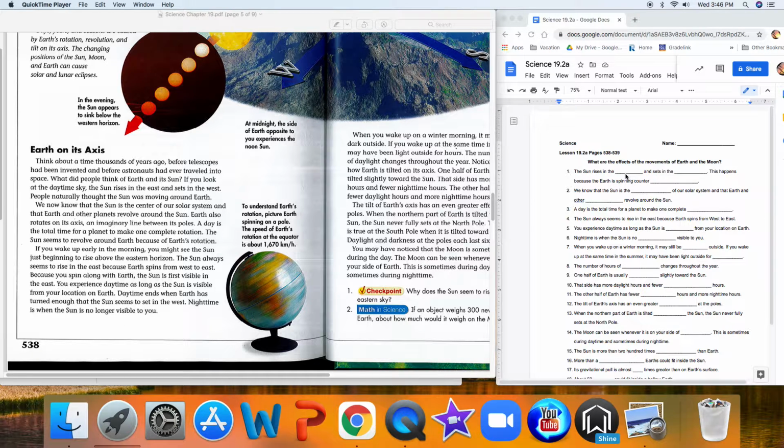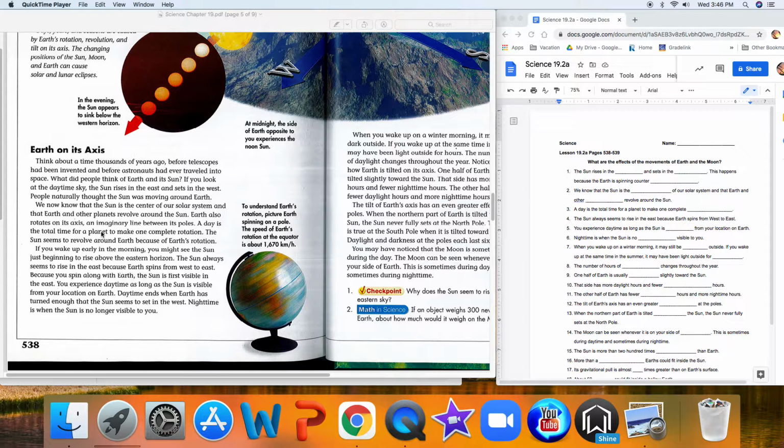Why does it say it rises in the east and sets in the west? This happens because the Earth is spinning counterclockwise. You're going to want that for your test. It says that down here also, and I'll stress it again, but that's a counterclockwise spin. We now know that the sun is the center of our solar system and that Earth and other planets revolve around the sun. Earth also rotates on its axis, an imaginary line between its poles. Okay, so we just got number 2 in your notes.